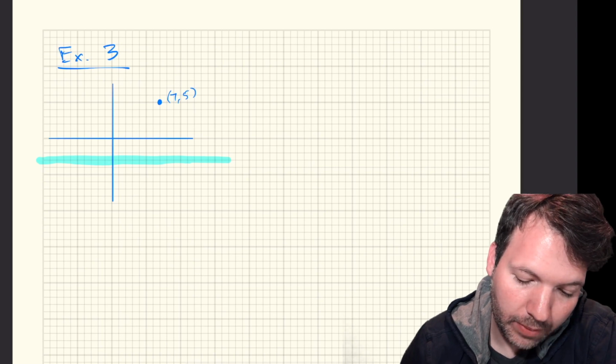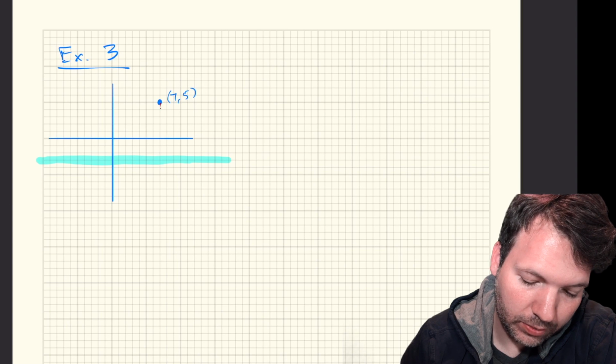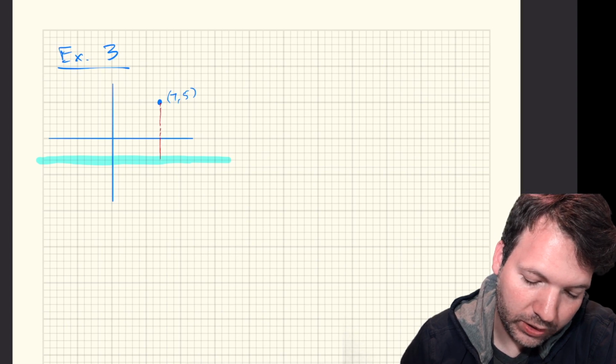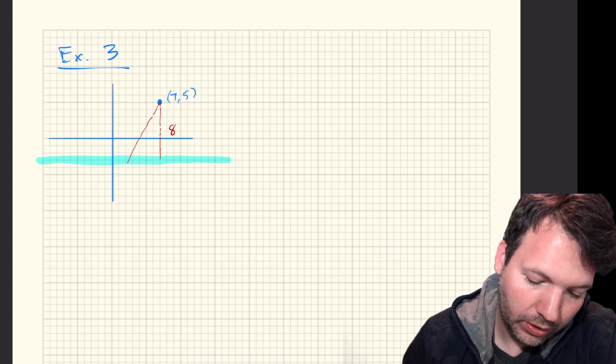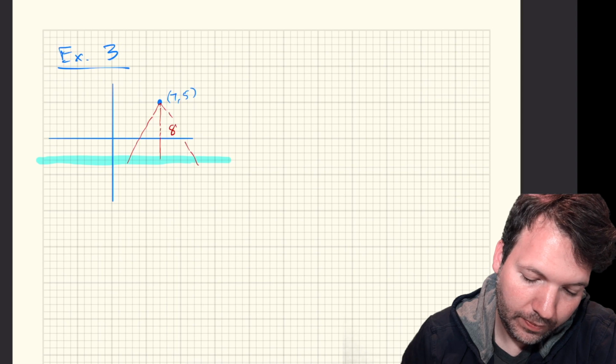And so there is some distance, some direction. Obviously, if we went straight down, we would see a distance of 8. And so it must be that it's kind of tilted out. Maybe it's this way, maybe it's this way.